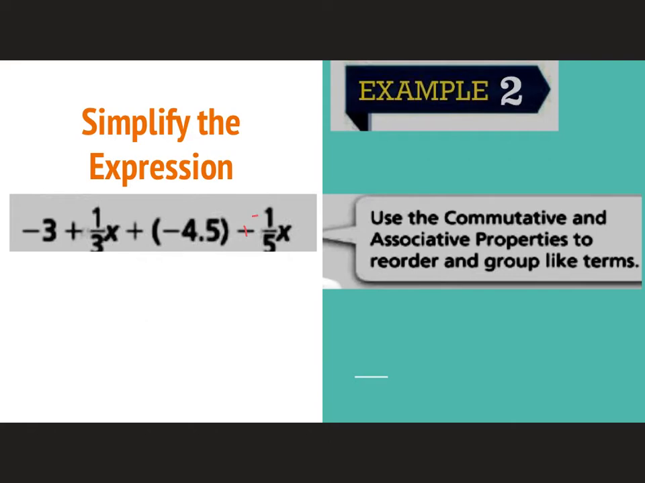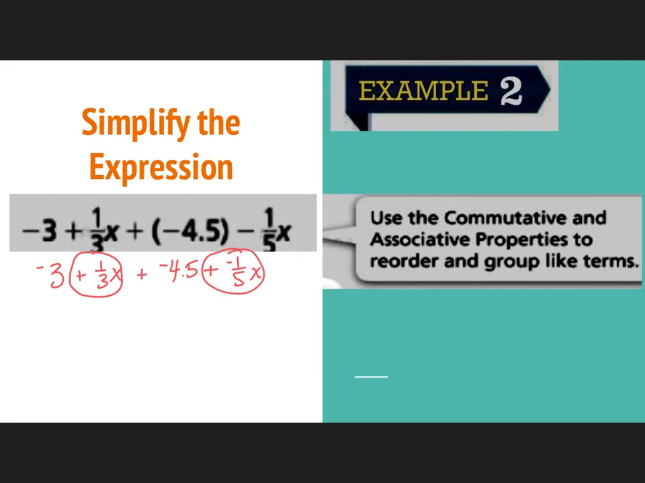Now we don't recommend you changing it on top like that, because you don't have different colors like I do. So it's better, even though it's a hassle, to go through and rewrite it. So negative 3 plus 1/3 x plus negative 4.5 plus negative 1/5 x. So now I'm going to find all the x's, and I'm going to put them together.